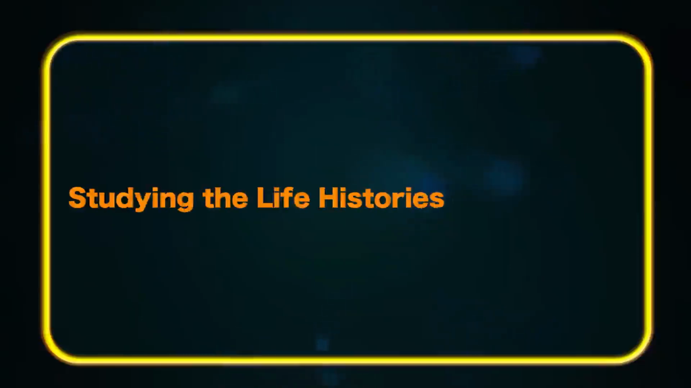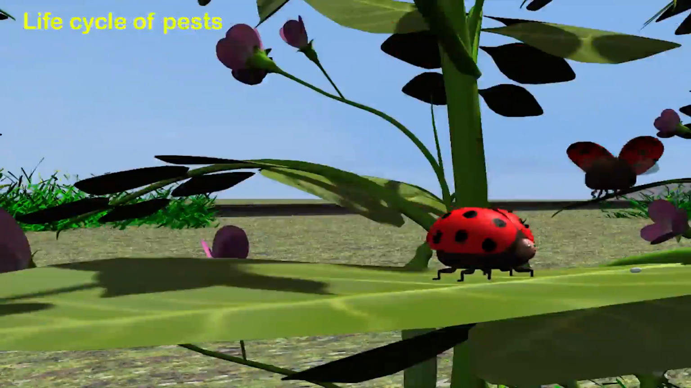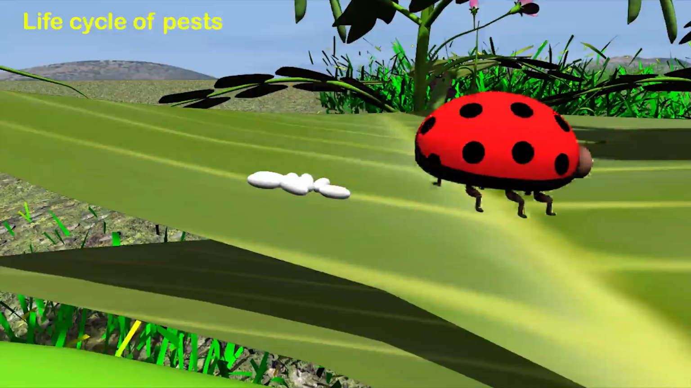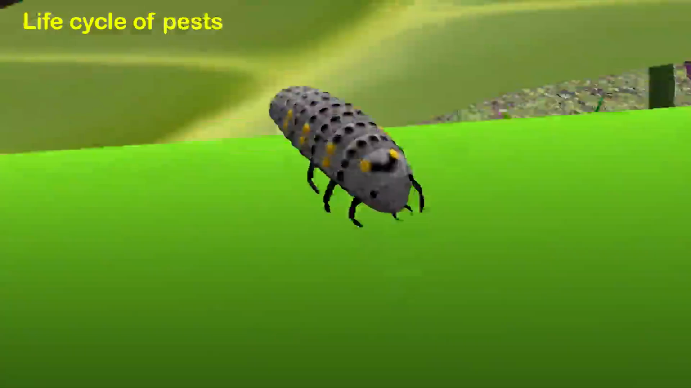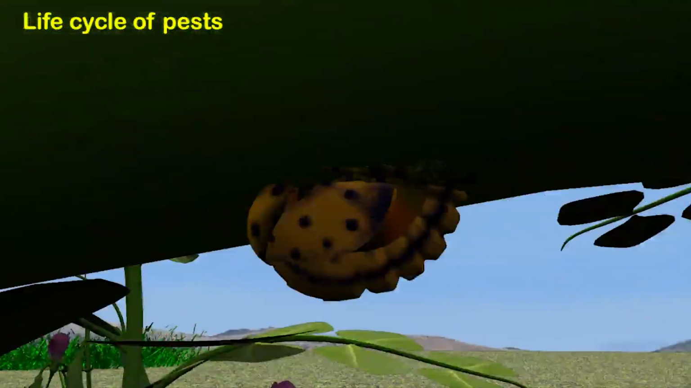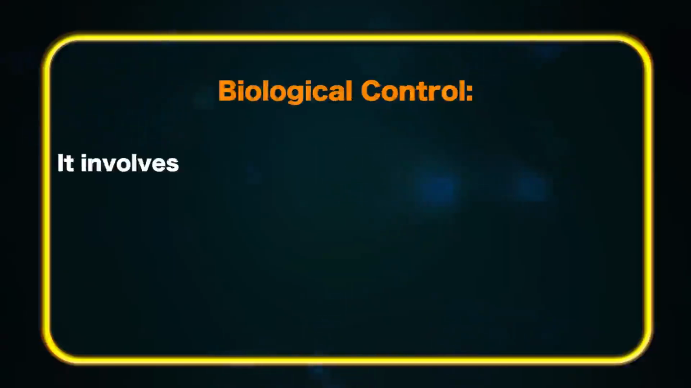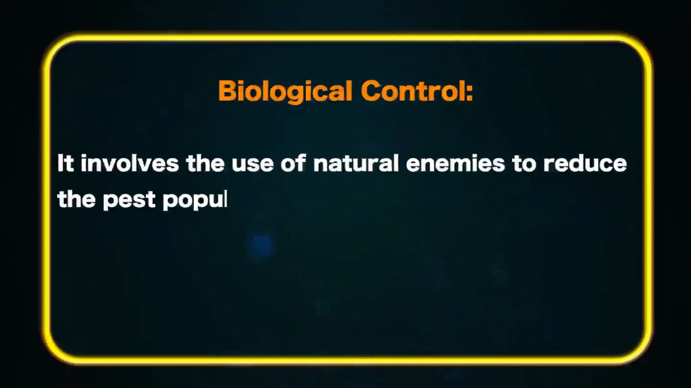Studying the life histories of pests. It is important to understand the different stages in the life cycle of a pest for effective pest control, so that the seeds can be sown at the time when it has least damage to the crops, and thus reduces the crop damage. Biological control. It involves the use of natural enemies to reduce the pest population.